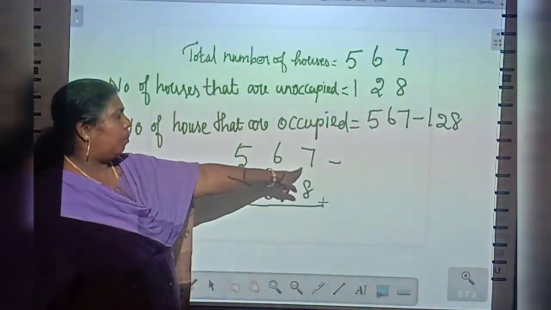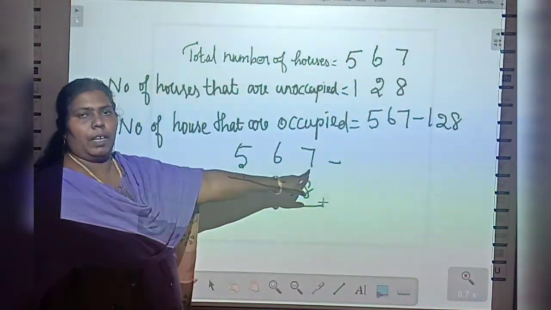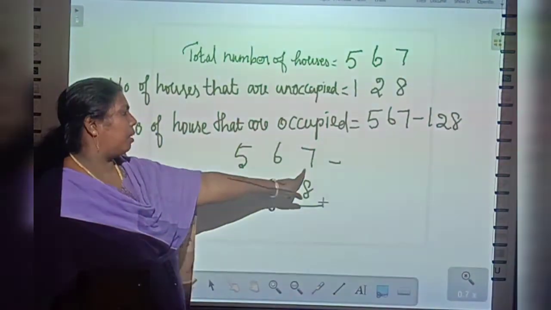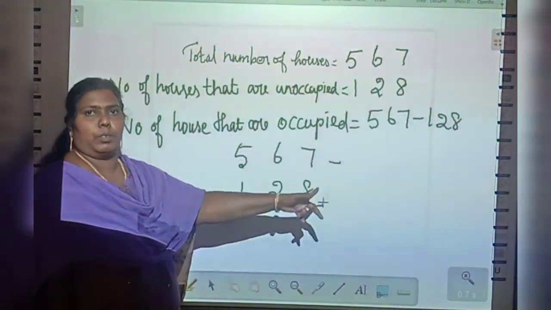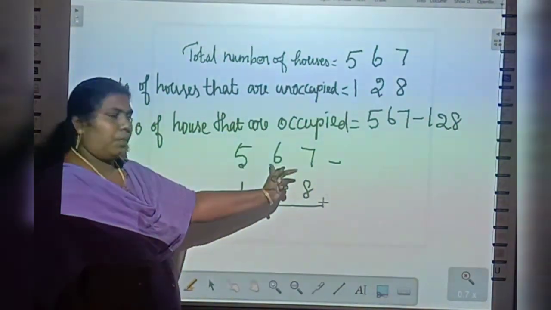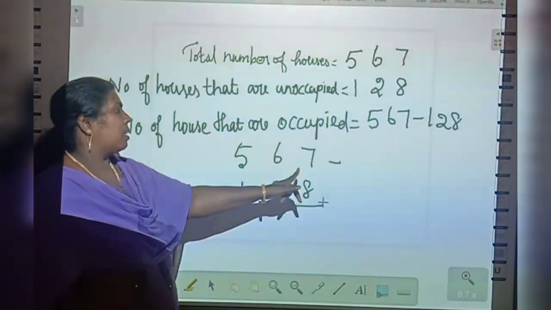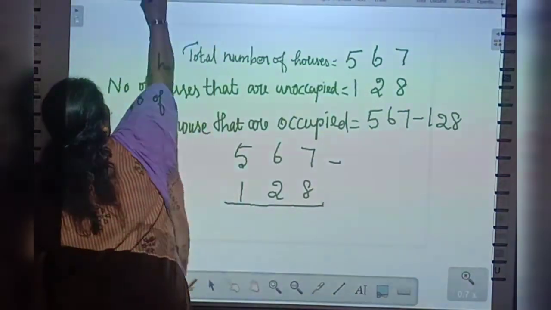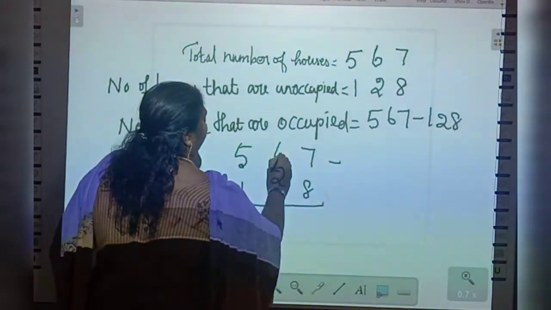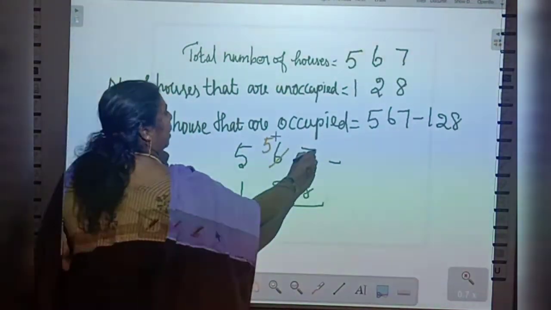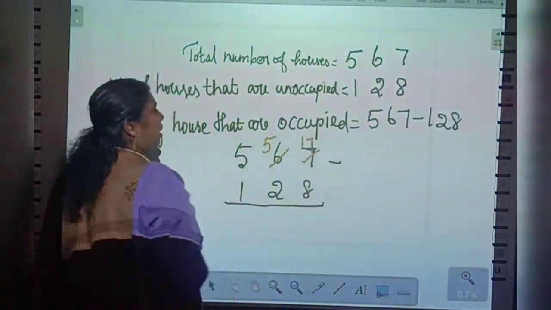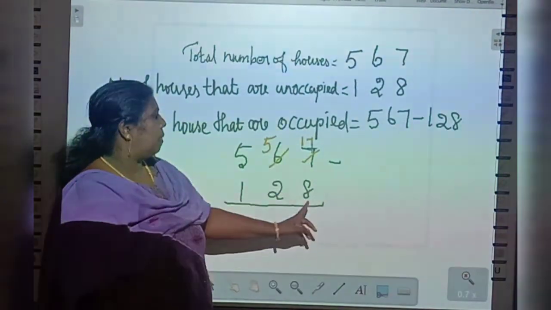Because the top has the lower value. When the bigger value is on top, we can directly subtract. If it is a lower value, what do we have to do? We are going to borrow from the tens place. Yes. If we borrow from here, then the balance will be 5. But here it is 17, isn't it? Yes. Now 17 minus 8.